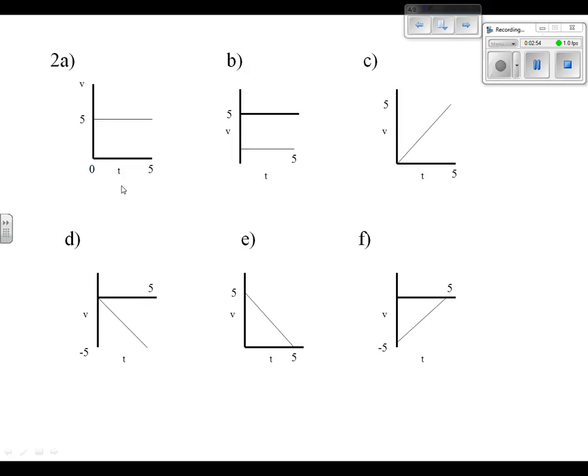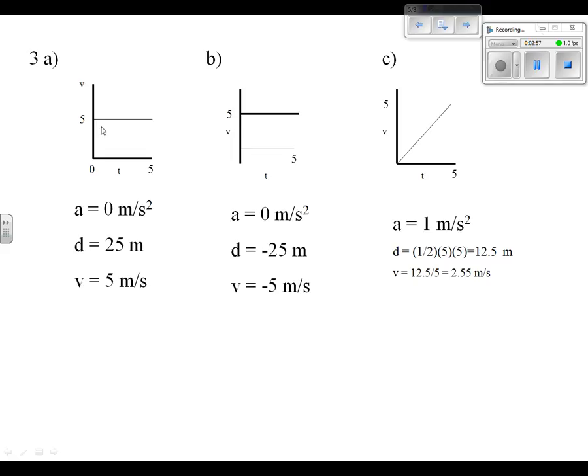So the acceleration here for A, the graph is flat, so the slope is flat, so it's 0. The displacement is 25 because the area is 25, and the average velocity is 5. It's actually a constant 5, isn't it? In B, acceleration once again is 0. It's flat. The displacement is minus 25. It's below. And the average velocity is minus 5. It's a constant minus 5.